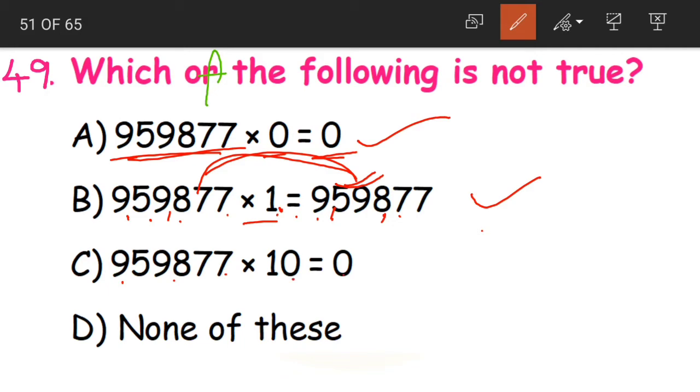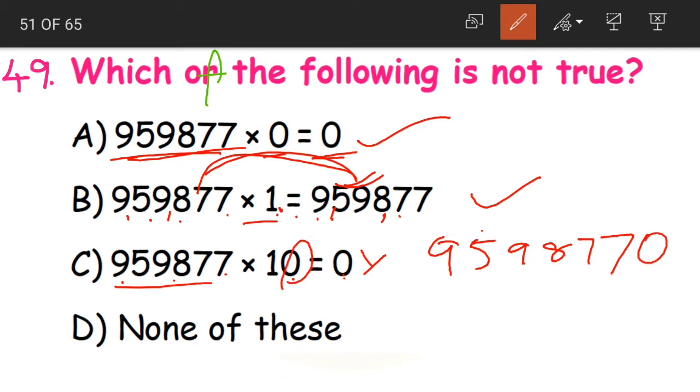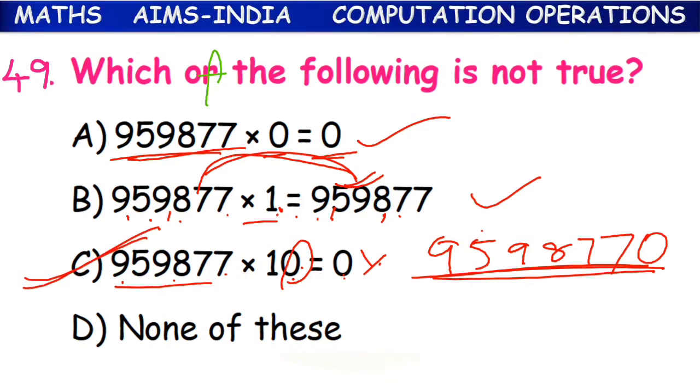Now 959877 into 10 is equal to 0. Is this true? No. What will the product be? The number as it is, 959877, and we need to add a 0 to it. This will be the product, but not this. So option C is our false statement and it becomes our correct answer.